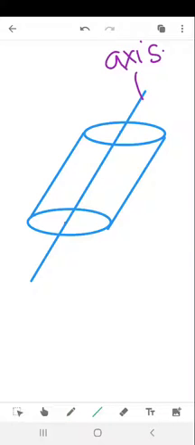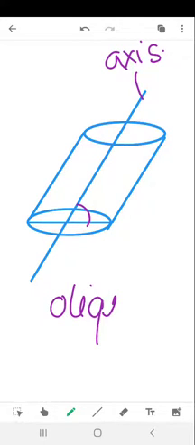Now here I have the diameter. In this figure, the axis of the cylinder is not perpendicular to the diameter. In this case, it is not perpendicular, it makes an acute angle with the diameter of the base. So this cylinder is called an oblique cylinder.